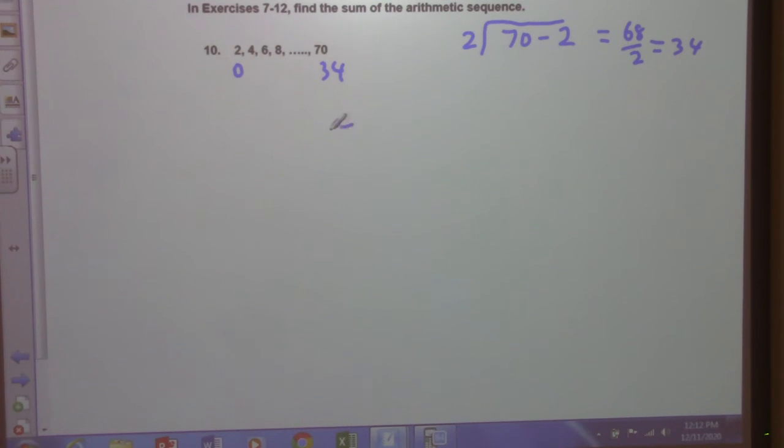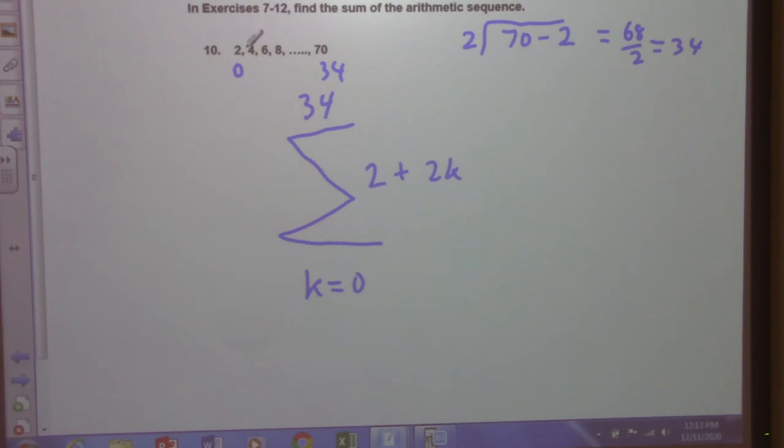So for this one here, what I would get is I would start with k equals 0, and I get 2 plus 2k, and I go up to the 34th term. Does that make sense? How'd you know it was 34?